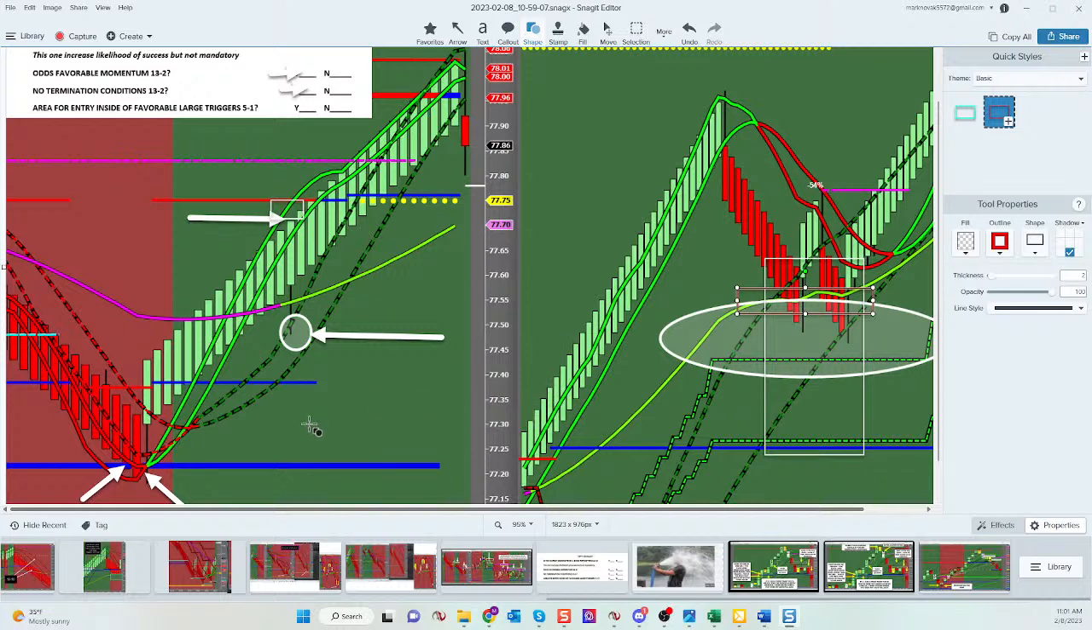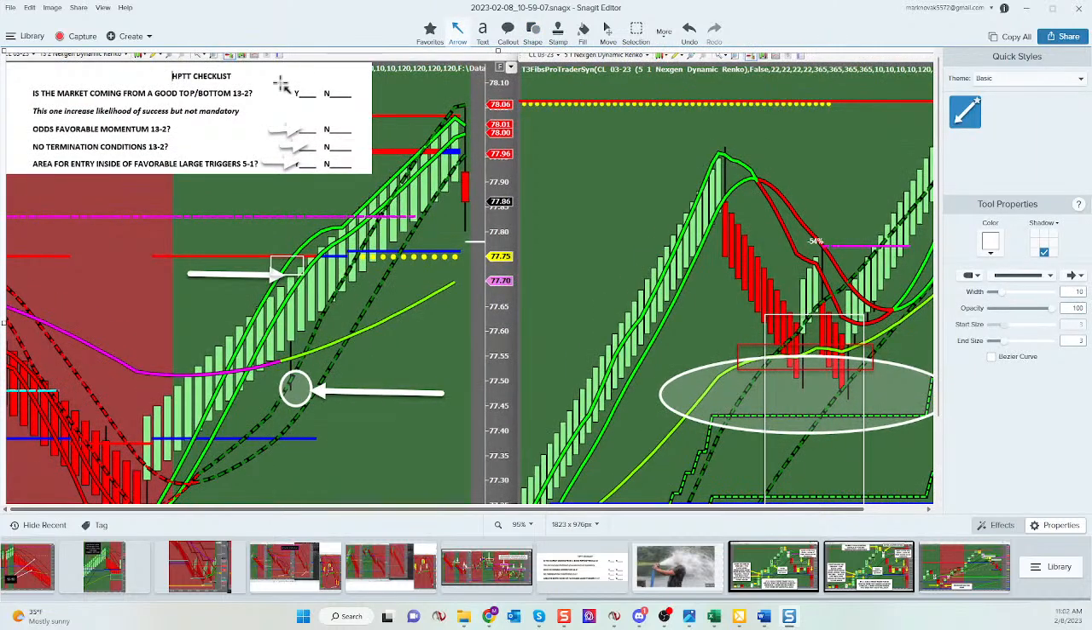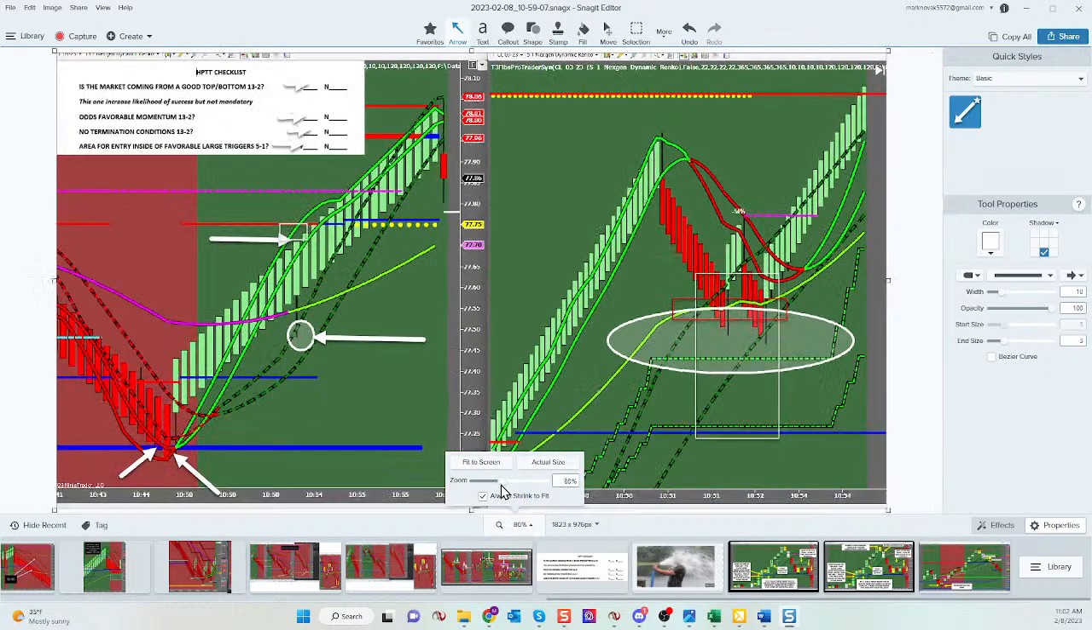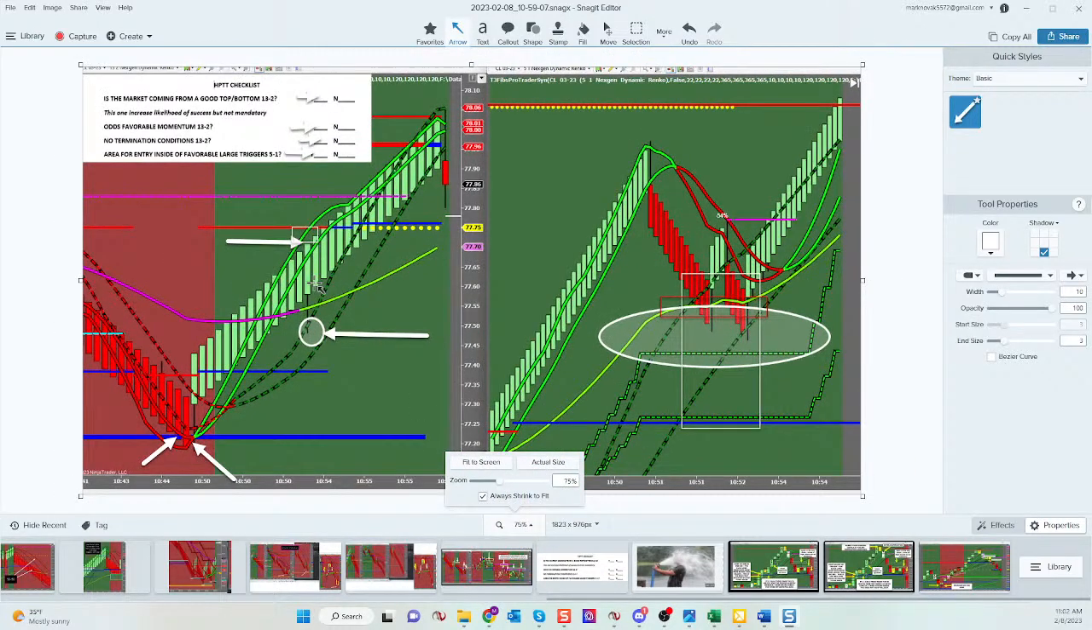Do you see it? Absolutely. So Sam, here it looks tight, but remember that we buy a pullback. So once again, guys, this is a 4 yeses on the checklist. We had the advantage of momentum, the advantage of not reaching that key area yet, and the advantage of an entry at an area inside of favorable large triggers.